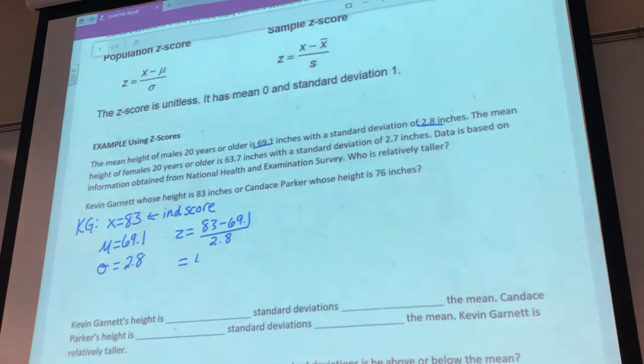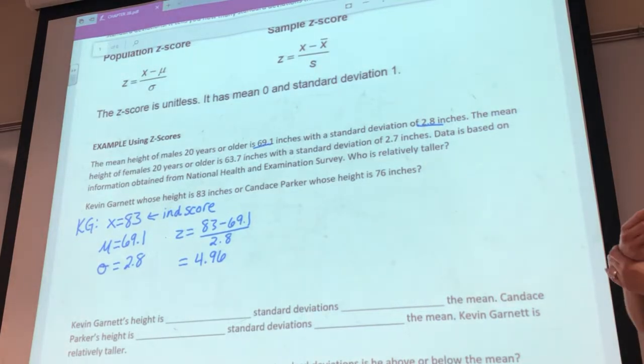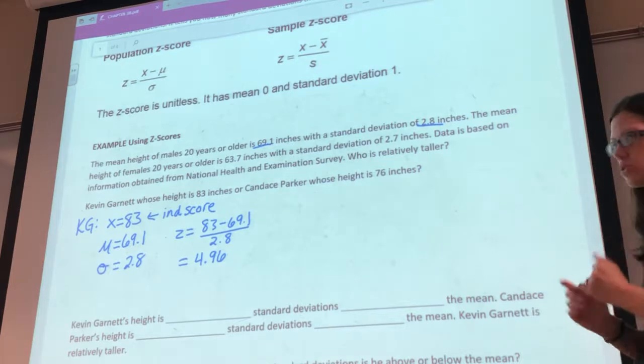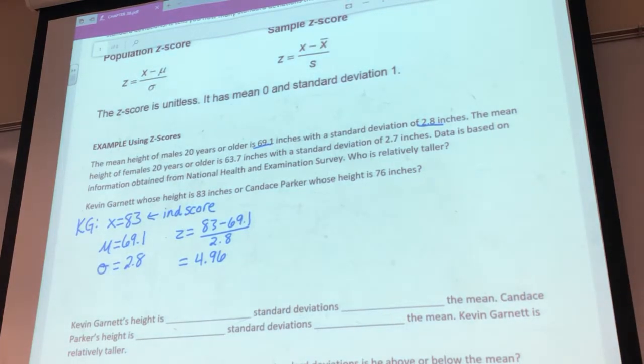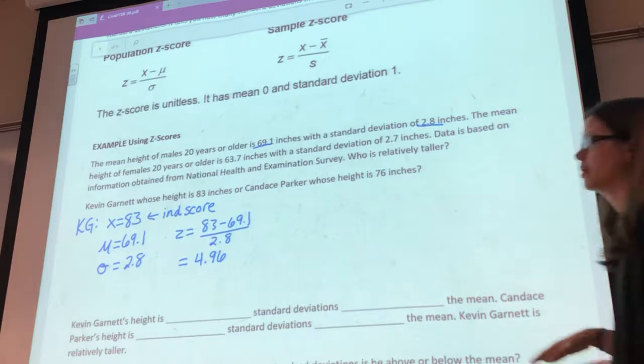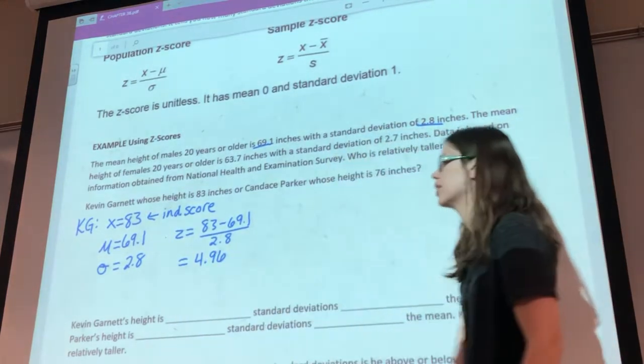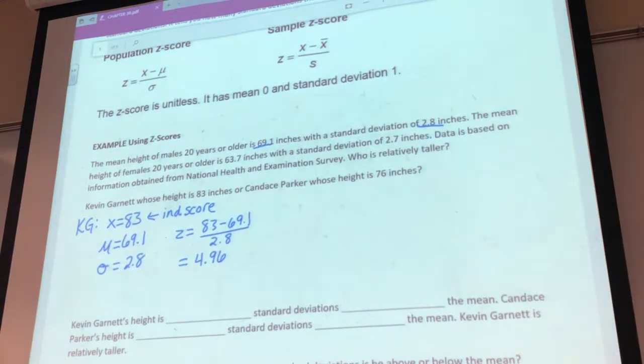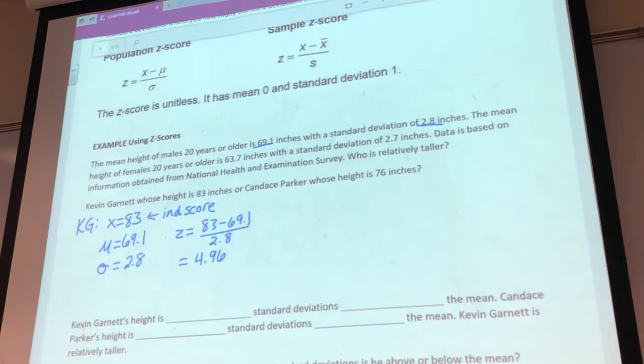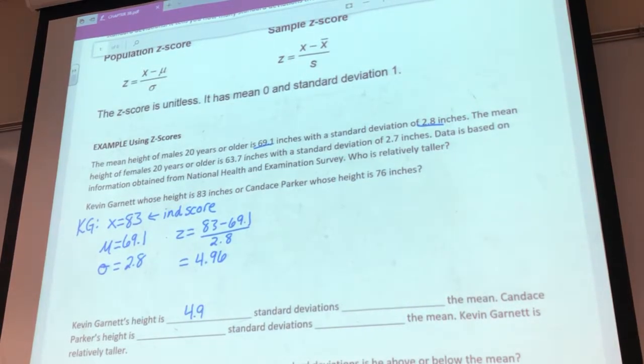That's 4.96. So he's almost 5 standard deviations above the mean, which is quite a bit, because when we talked about the empirical rule, most scores are going to be within 3 standard deviations. So he's quite a bit taller than that. He's 5 standard deviations. Kevin Garnett's height is 4.96 standard deviations above the mean. So he's definitely very tall.